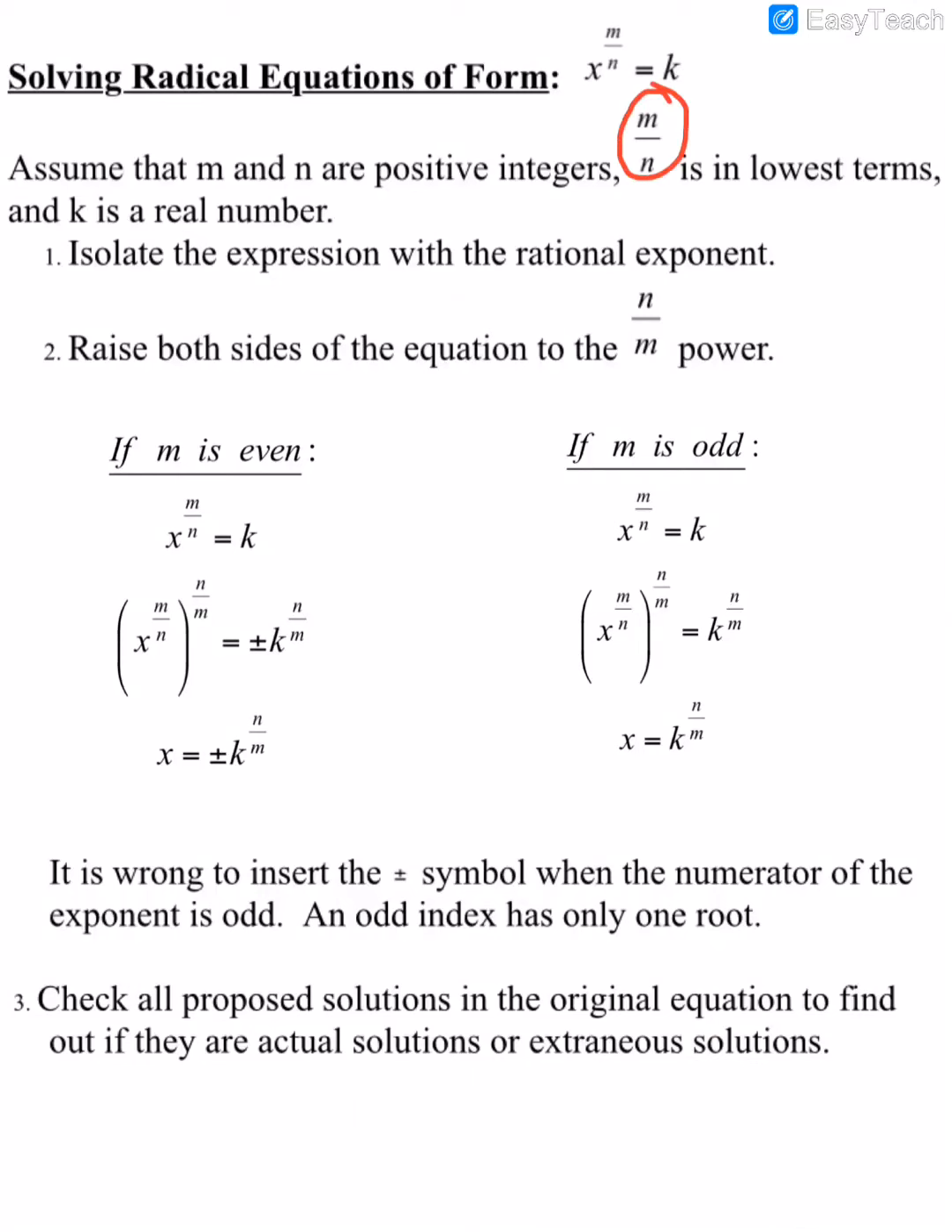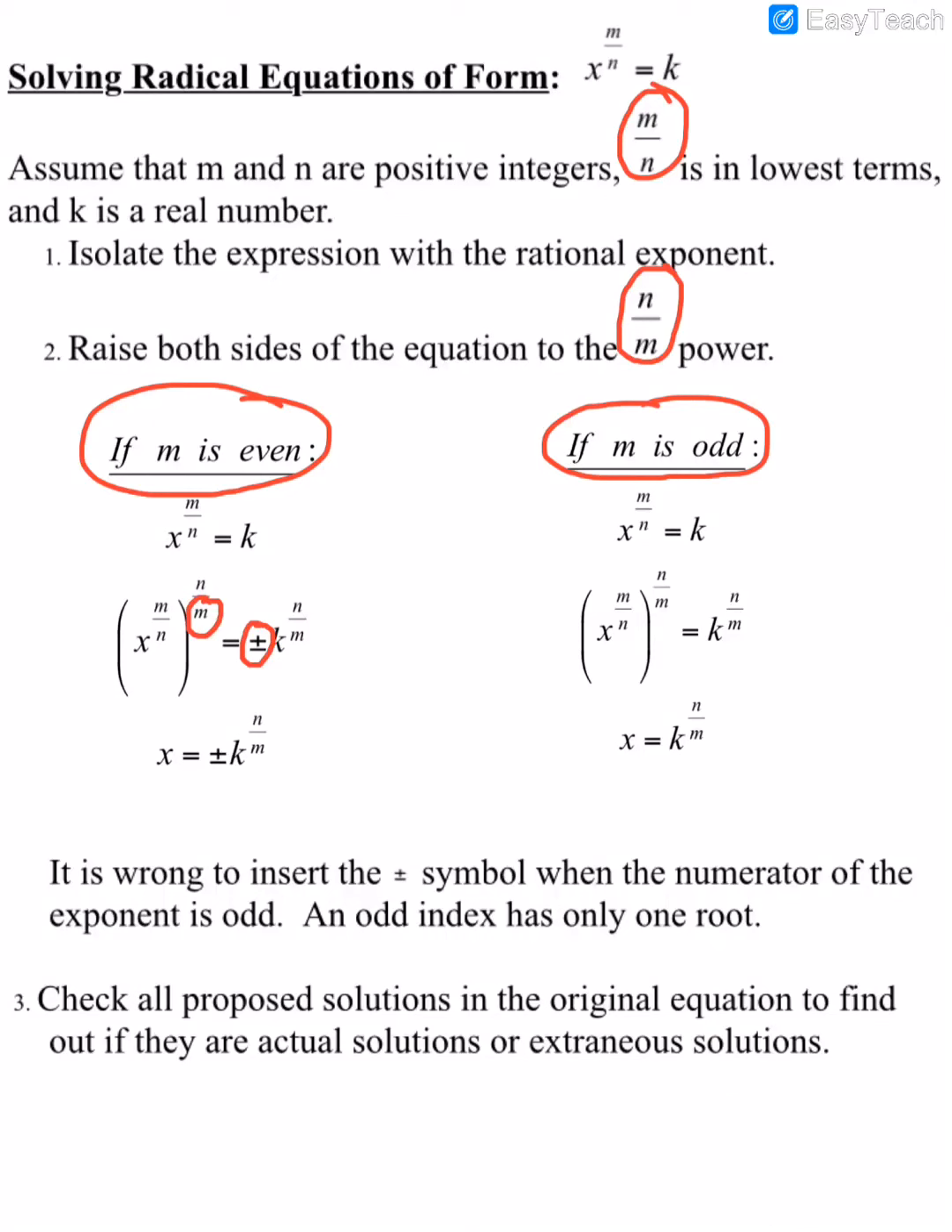We're going to raise both sides to the n/m power. So we're going to flip it and raise it to that reciprocal power. Now, if the denominator of whatever we raise the power to is even, we need to put plus or minus in front of our term. If m is even, so if that bottom number is even when I flip it, we need to put plus or minus in front of our equation. However, if it's odd, we do not put plus or minus in front.